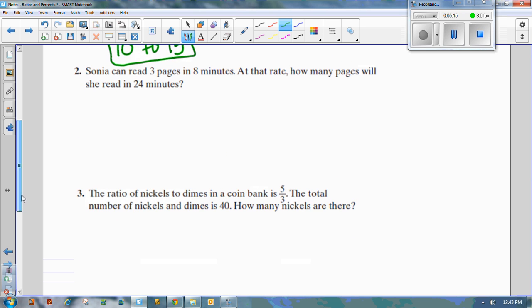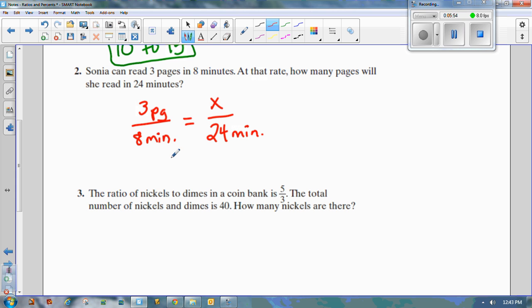Let's read number 2. Sonia can read 3 pages in 8 minutes. At that rate, how many pages will she read in 24 minutes? So this is a rate. We know we have the rate of 3 pages to 8 minutes. And we know we're finding equivalence. And they tell us that we need to find how many pages in 24 minutes. Now, when you're setting up this equivalence and we have labels, we want to make sure that we keep the same label in the numerator section and the same label in the denominator section.